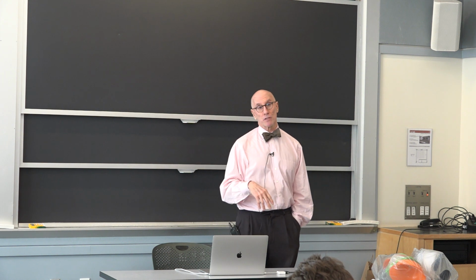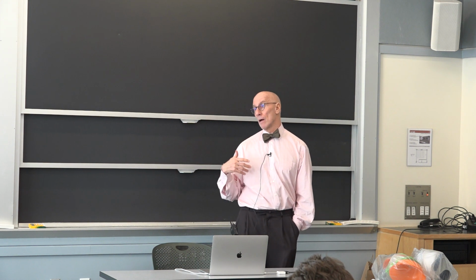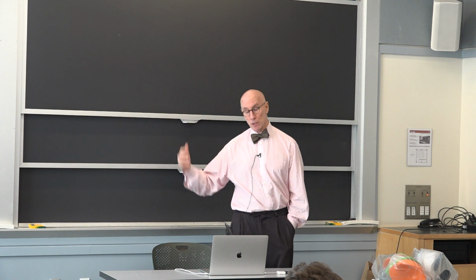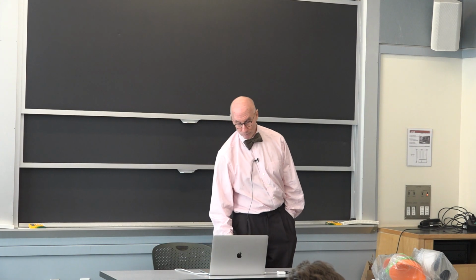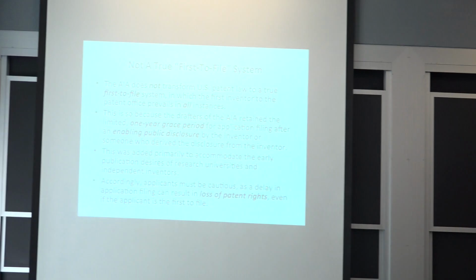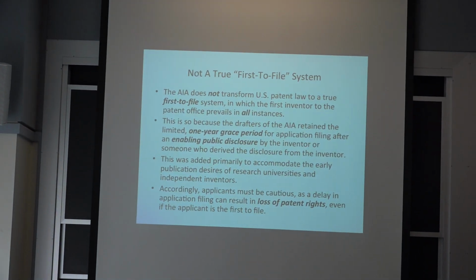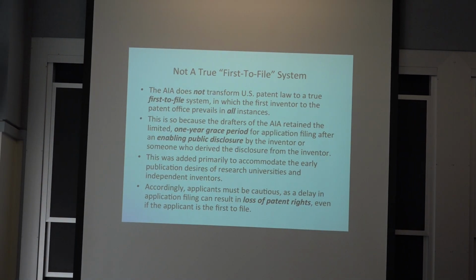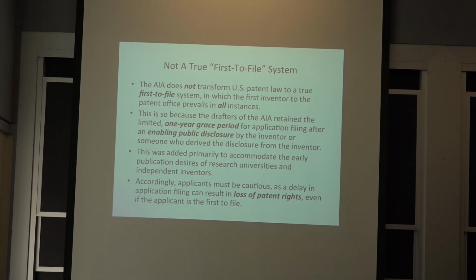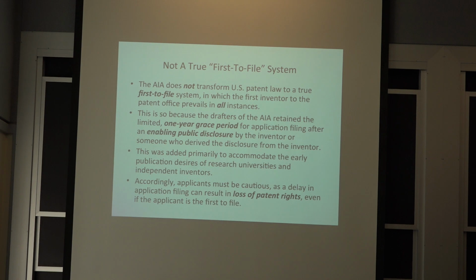And that has implications for anyone that wants to market an invention or seek intellectual property protection in absolute first-to-file jurisdictions. Okay? So this slide is exactly what I just said. The 1-year grace period for application filing after an enabling public disclosure is retained here in the United States, but that may very well result in your loss of any right to intellectual property protection in an absolute or true first-to-file jurisdiction.